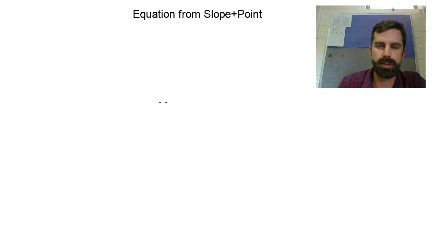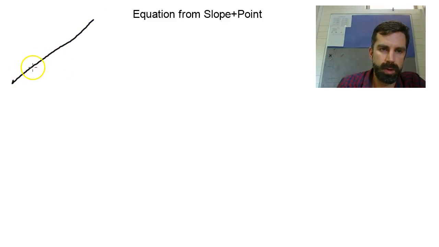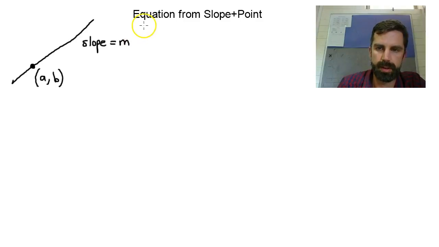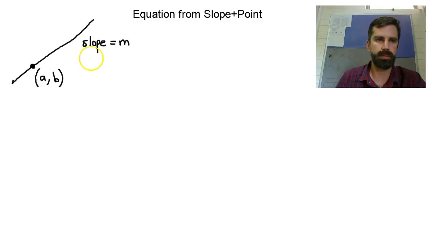Hi guys, in this video I'm going to show you how to find a linear equation from the slope of the line and a point. So what you need to know if you're going to be working this out is a point on the line. Let's call it A, B. So the x coordinate is A, the y coordinate is B, and the slope is some value which we've worked out called m. So if this is the case, I'm just going to show you why it works.